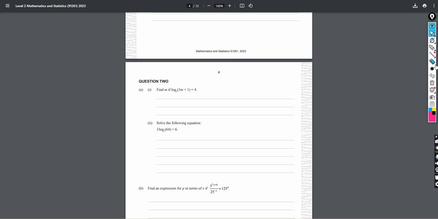Find m as log. Okay, these are your log ones, so hopefully you remember your log rules. You're going to make this the exponent. This is plus. 2 to the power of 4 is 16. So 3m is equal to 15. Therefore m is equal to 5.